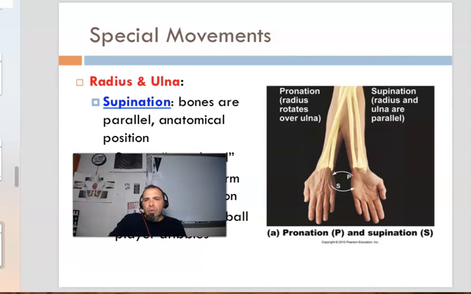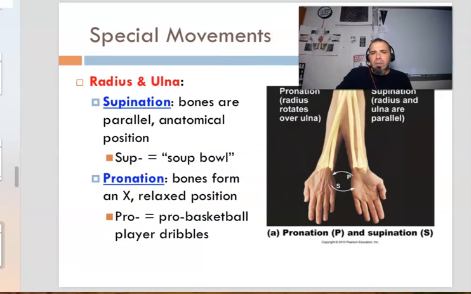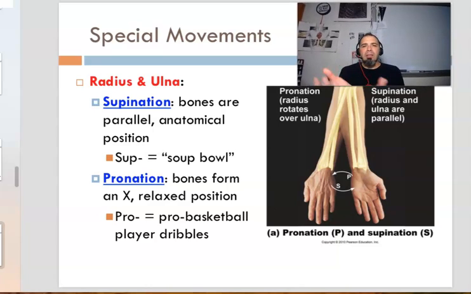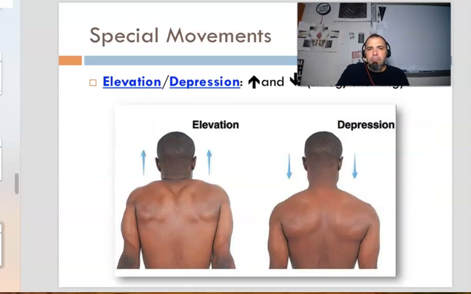Some other special movements, supination and pronation. I have a whole separate video on these, but supination, so the bones are parallel in anatomical position. So this is supination, right? Pronation is down. So supination and pronation. Elevation, depression. Elevation of the scapula is up. Depression is down. You can also do that with the jaw.